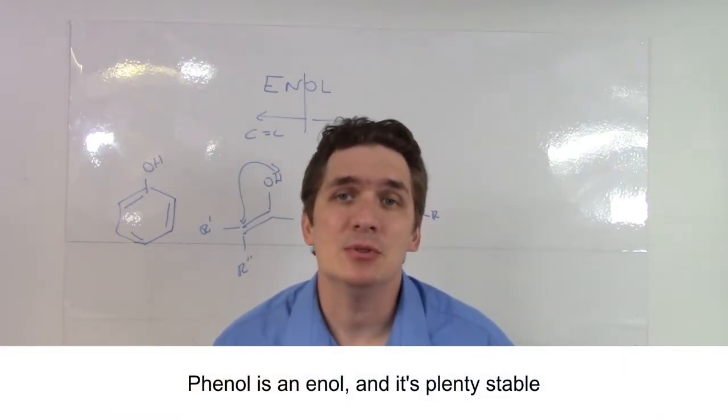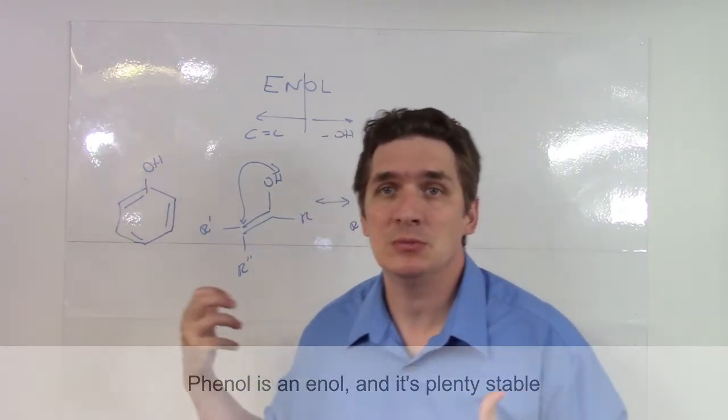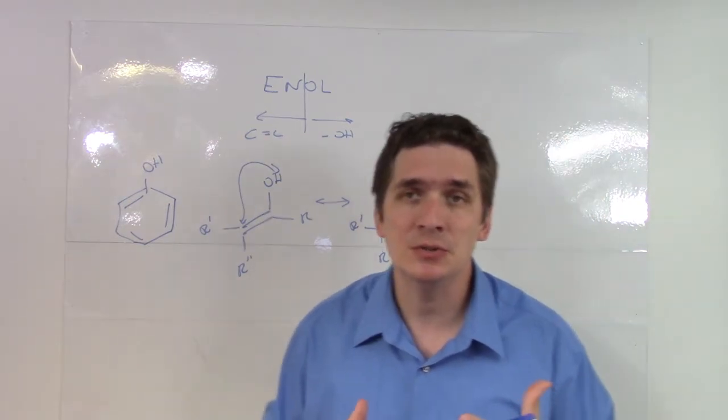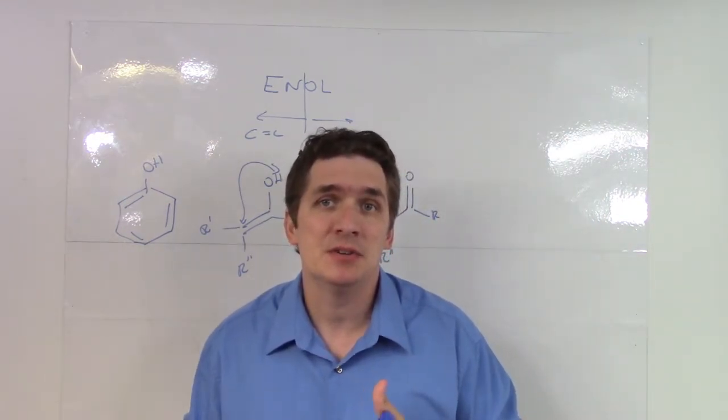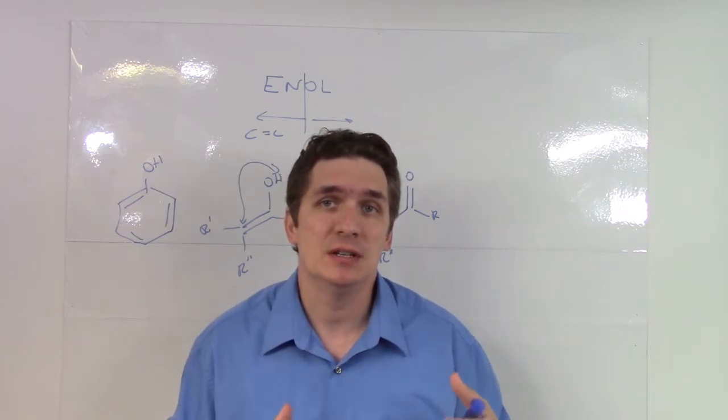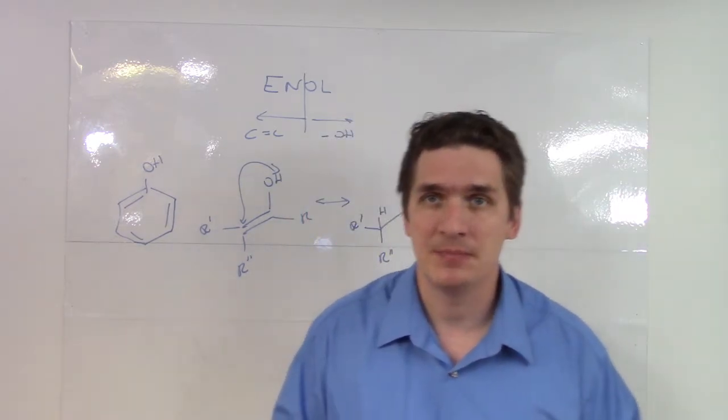And the reason why it's stable is that if we had this double bond, we end up creating an aromatic system. So generally speaking, if there's some reason why this double bond is involved in an aromatic system, we're more likely to produce the enol.